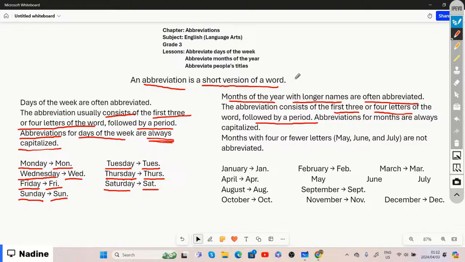And once again, remember when it comes to capitalization, days of the week need to be capitalized, months of the year need to be capitalized, which means that if we abbreviate the months of the year, then it's also going to be capitalized.